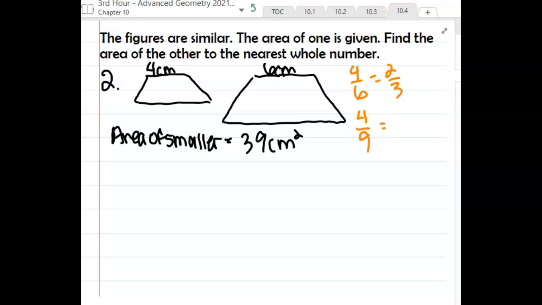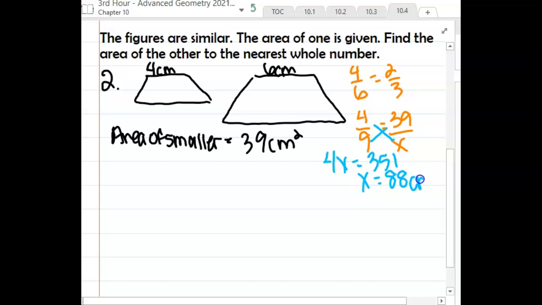So it equals, which one do I know? Do I know the smaller or do I know the larger? They tell me the smaller. So I'm going to do 39 over, I don't know the larger. That's what I'm looking for. And once you set up your proportion, we are going to use cross product. So x times 4 would be 4x. 9 times 39 gives me 351. And when you divide by 4, this says to round to the nearest whole number, it's going to be about 88 centimeters squared.